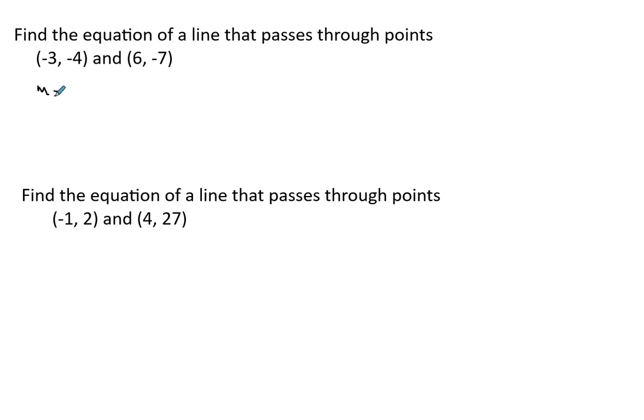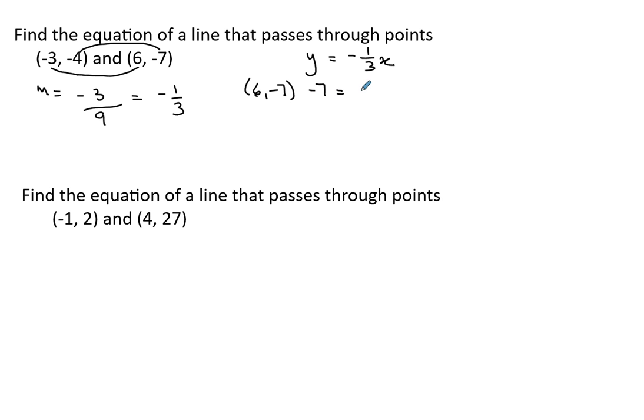Okay, so again, your gradient here will be your change in y, which is minus 3, and your change in x, so -3 to 6, will be going up 9. So your gradient is minus 1/3. So the first part of the equation is y equals minus 1/3 x. Okay, let's substitute. We'll do (6, -7), less negative numbers. So you've got -7 equals, let's put our minus first, and then what is 1/3 of 6?